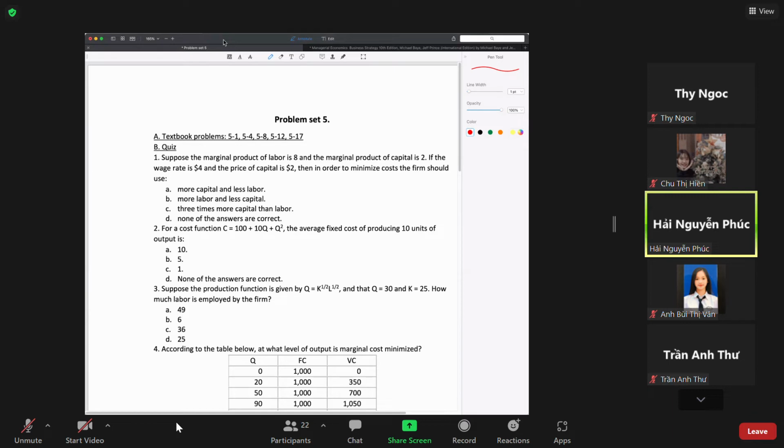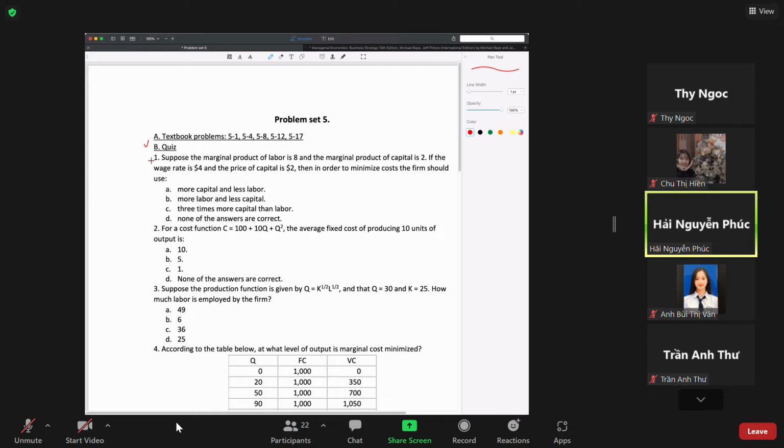All right, I'm back. So let's work through problem set number 5. First, once again, we are going to look at the quiz. It is quite simple. Now, question number 1.